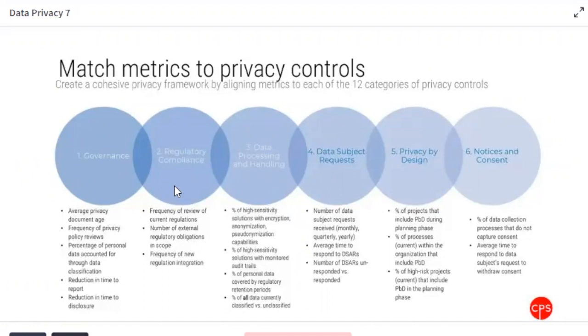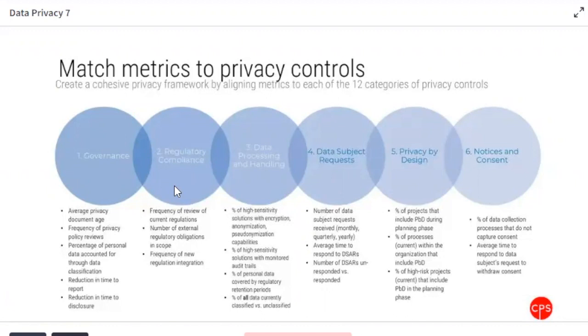Data subject requests. A way you can measure is how many data subject requests we have received, maybe monthly, quarterly, or yearly. So if you put in place quarterly measures, it means that if this quarter you got 32 data subject requests, by next quarter we should be looking at at most 30 data subject requests. That's how you then know if your privacy controls are actually being effective.